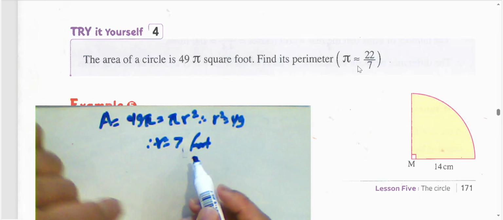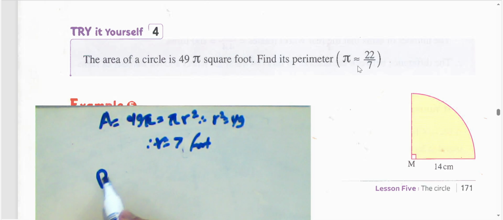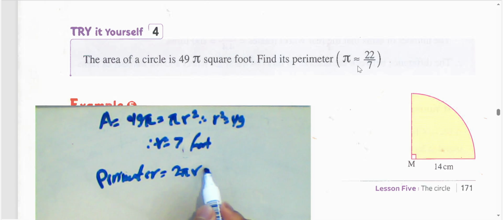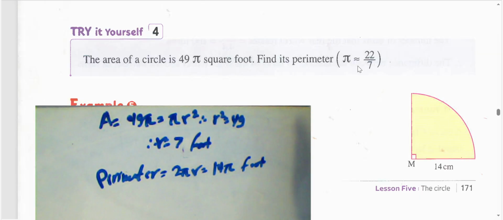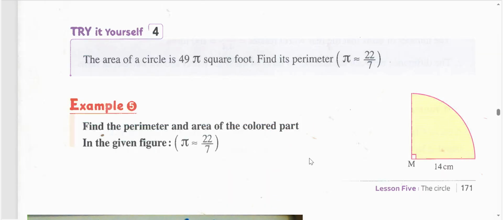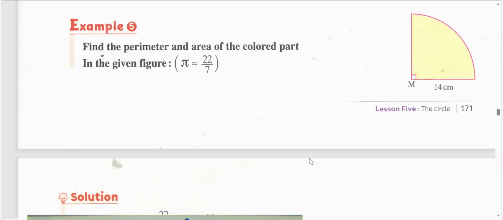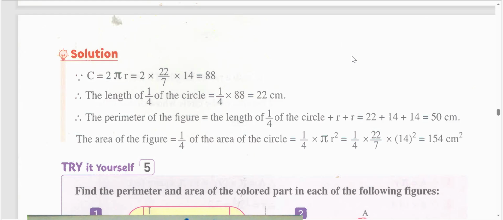Okay, the radius. Now I will find the perimeter. The perimeter equals 2 pi r. 2 times 7 is 14. Then we have 14 pi feet. It's the perimeter. Understood? Okay, listen to me. He gave me the example here in the solution: the circumference of the circle is 14 plus 14 together to get the circumference of the circle.